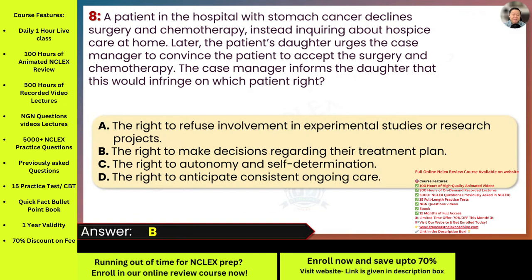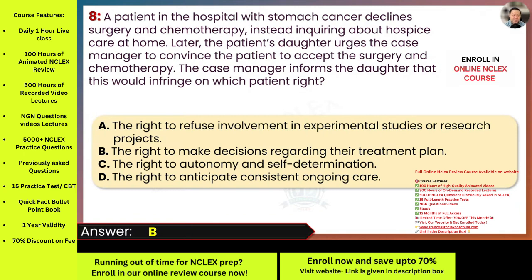And why is that? Because patients have the right to make decisions about their own care, including refusing treatment. This includes choosing not to have surgery or chemotherapy, and also exploring options like hospice care. In this scenario, the daughter may disagree, but the case manager must respect the patient's wishes. The key point here is that a patient can refuse any medical treatment, even if their family disagrees.